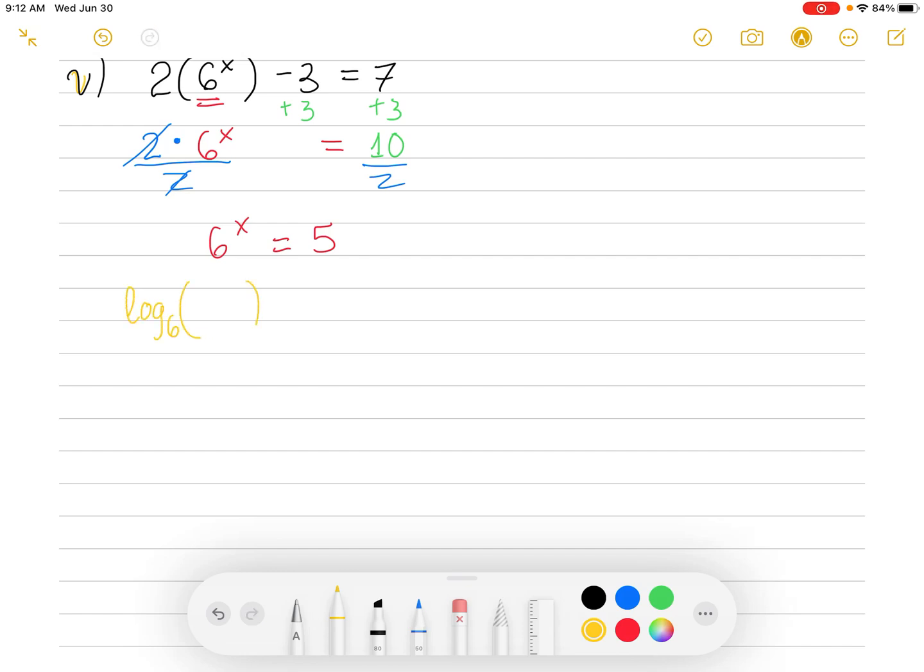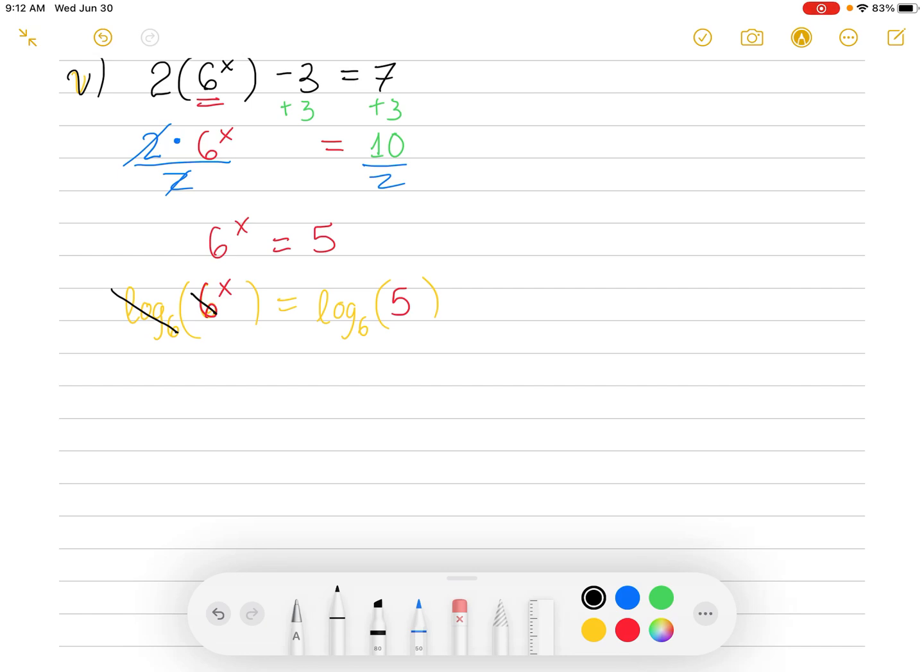What you can do is, you see here you have an exponential base 6. So what we're going to do, we're going to take a log base 6 of both sides. So I'm going to write down, I'm going to take the log base 6 of both sides. So we're going to take a log base 6 of the left side, 6 to the x, and then the right side, which is log base 6 of 5.